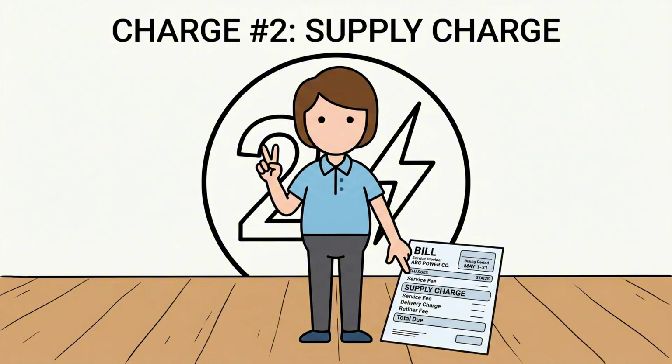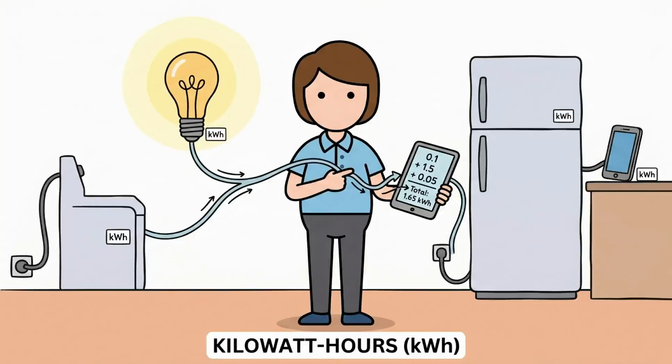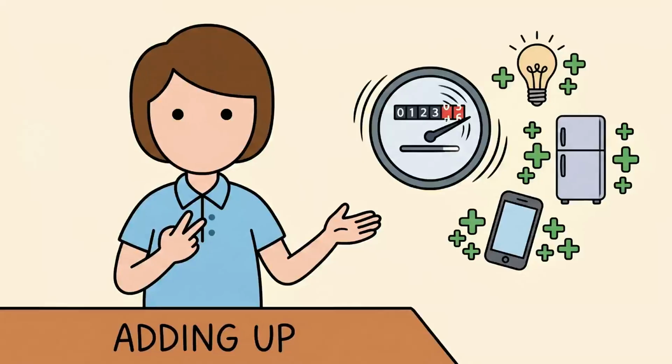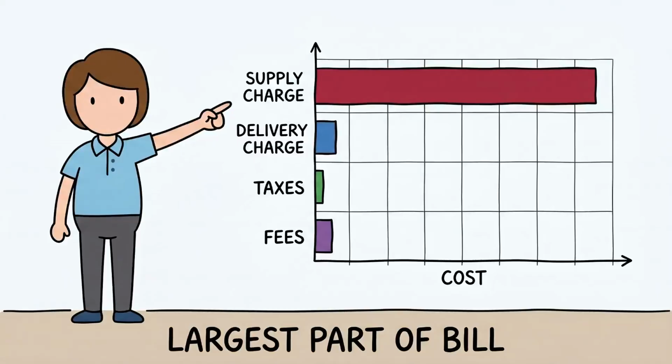Charge number 2 is the supply charge. This is the actual cost of the electricity you used, measured in kilowatt hours. Every time you turn on a light, run your refrigerator, or charge your phone, those kilowatt hours add up. The supply charge is usually the largest part of your bill.